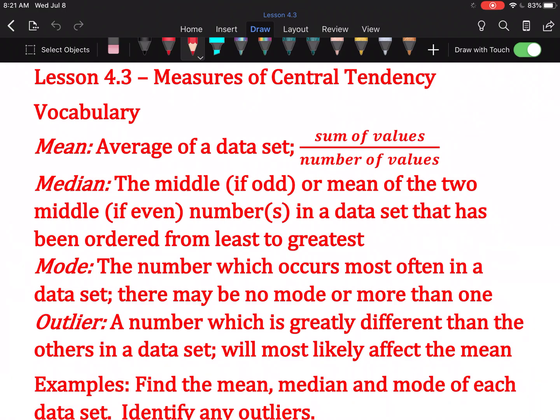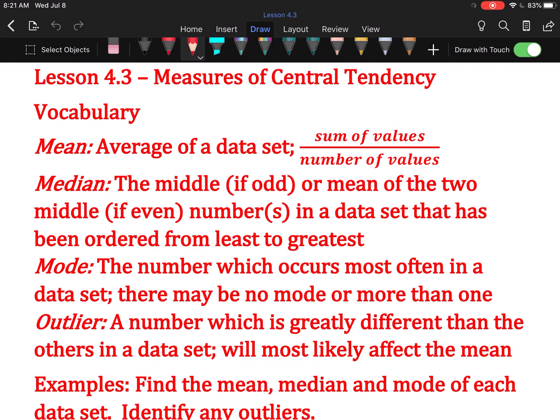Next section is called measures of central tendency. It's mean, median, and mode. So mean is the average of a data set. It is the sum of all the values divided by the number of values you were given.